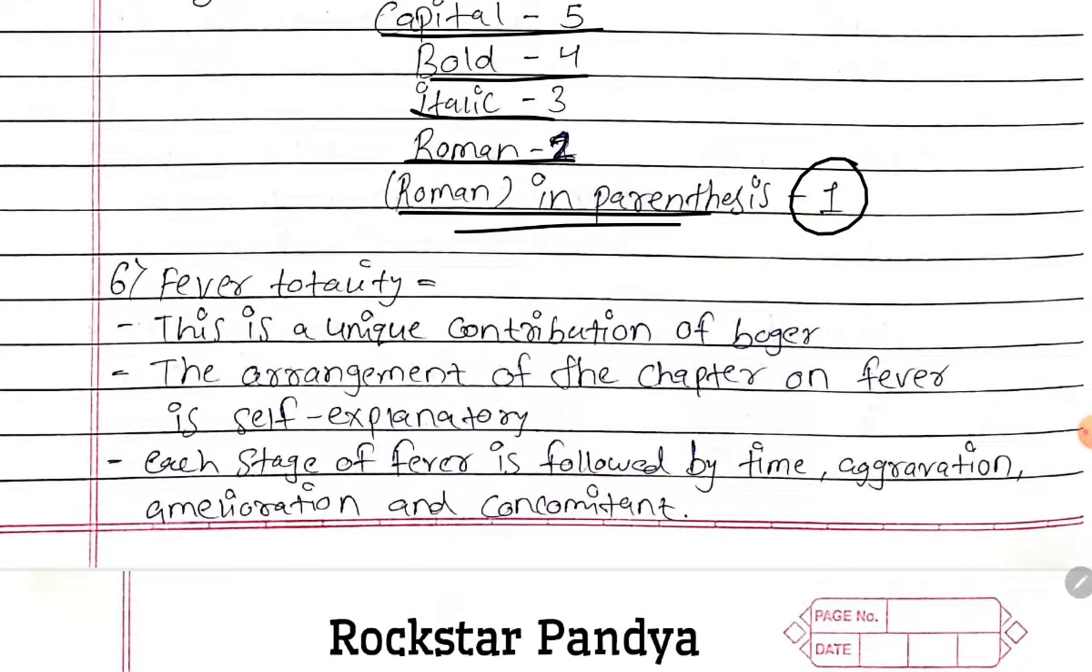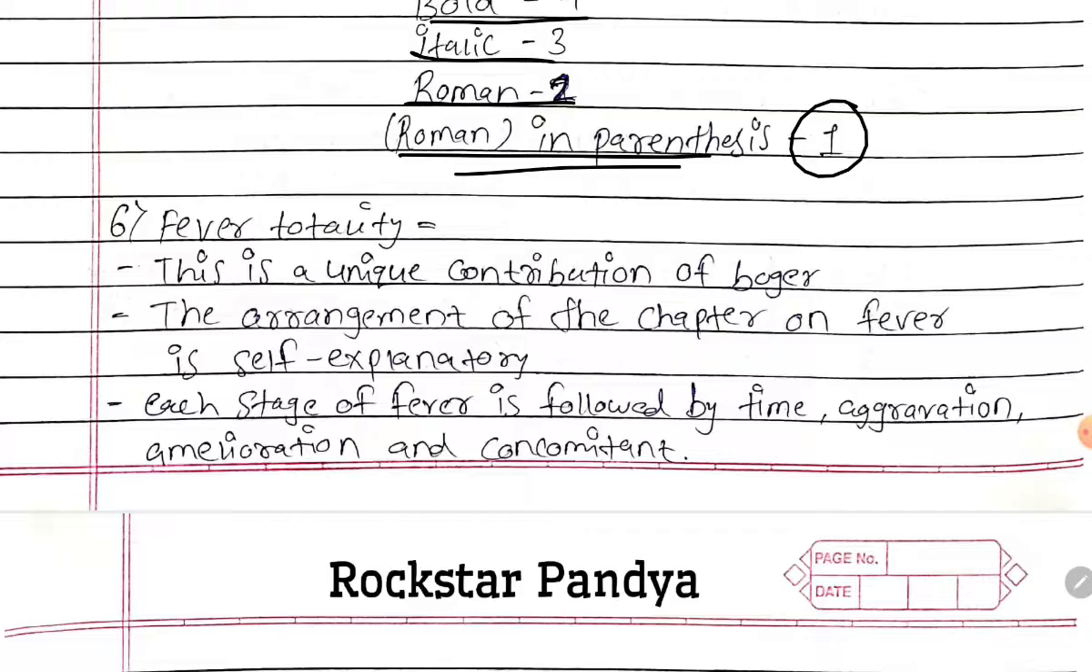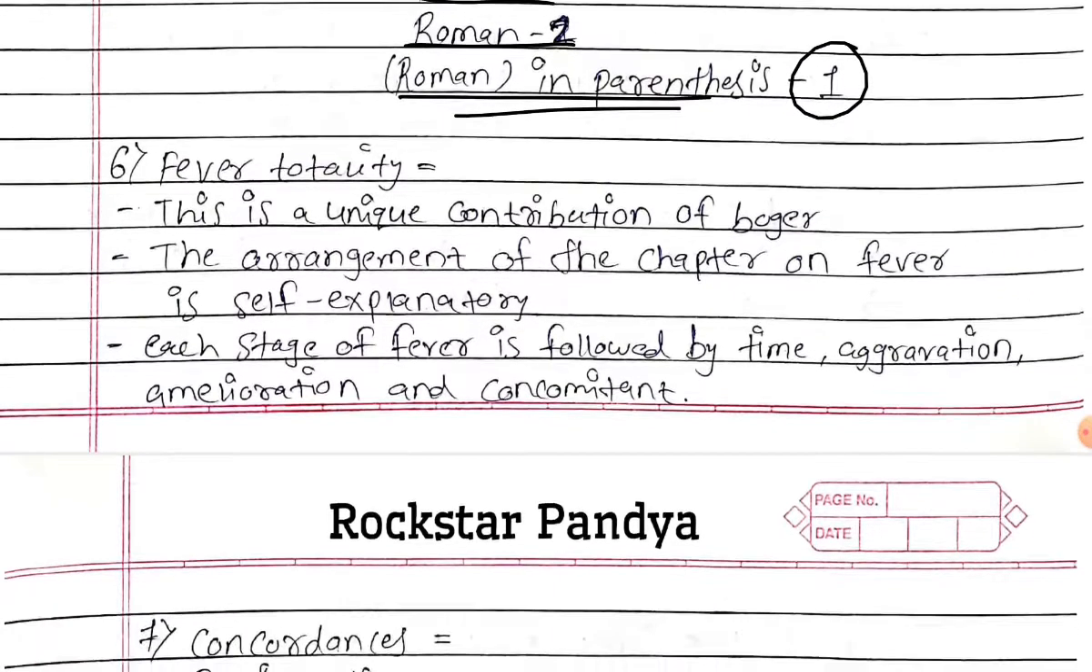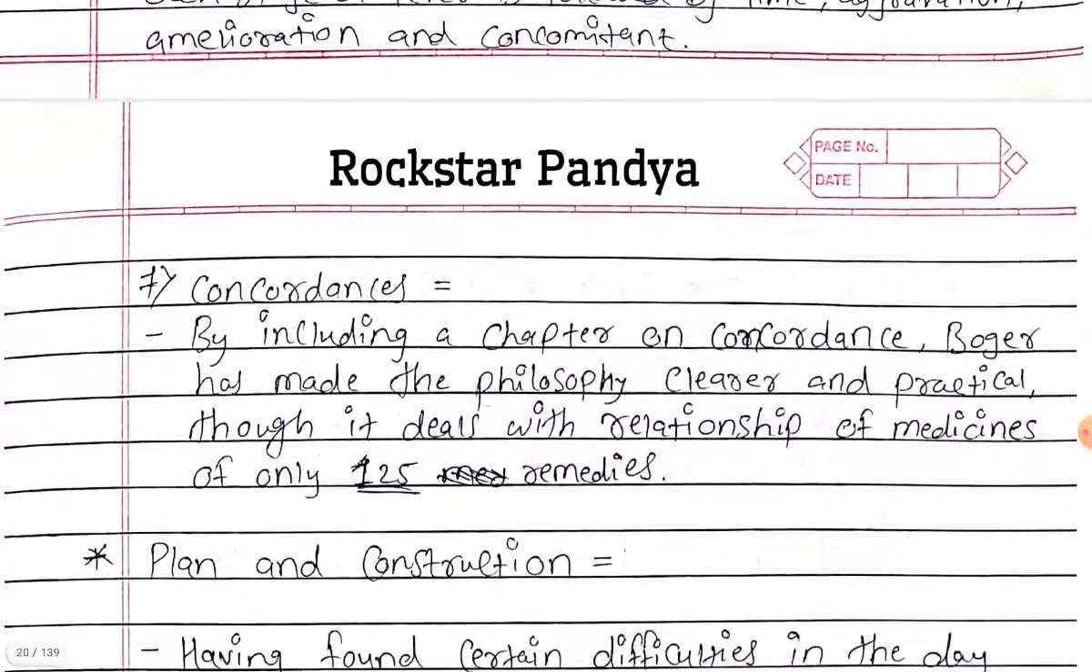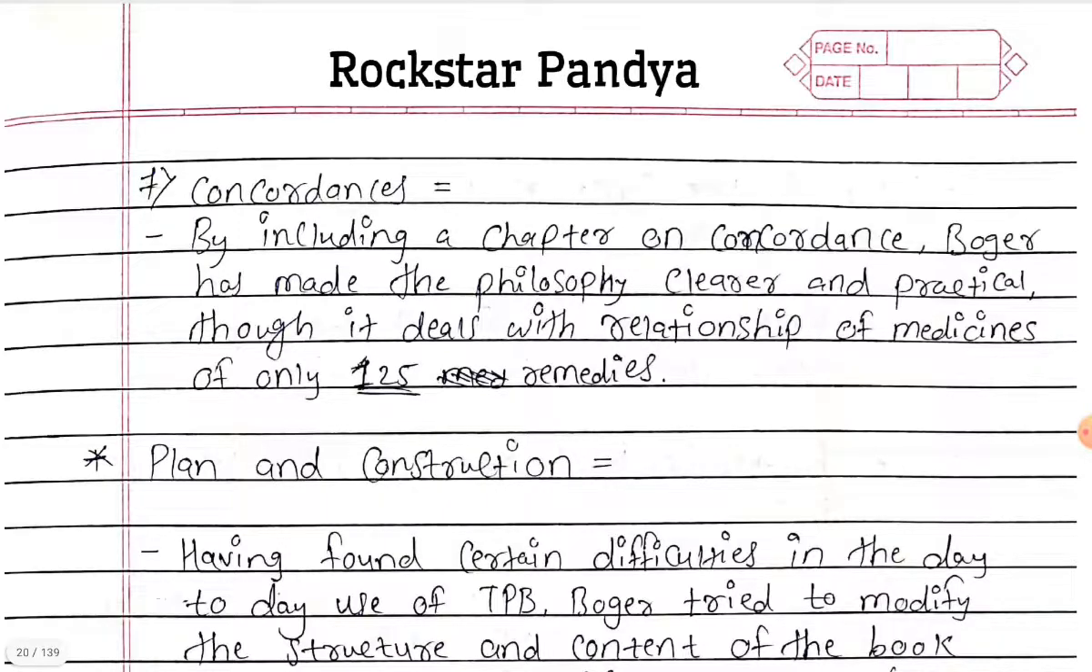Sixth one, fever totality. This is a unique contribution of Boger. The arrangement of chapter on fever is self-explanatory. Each stage of fever is followed by time, aggravation, amelioration, and concomitant. Seventh point, which is concordances. By including a chapter on concordance, Boger has made the philosophy clearer and practical, though it deals with relationships of medicines of only 125 remedies.